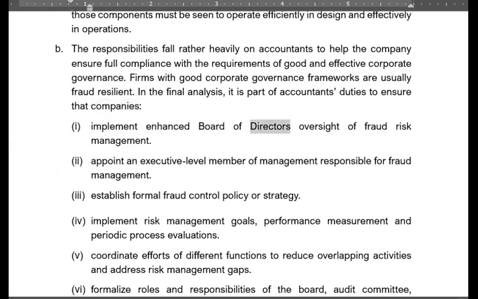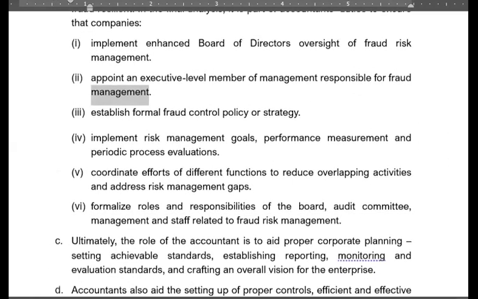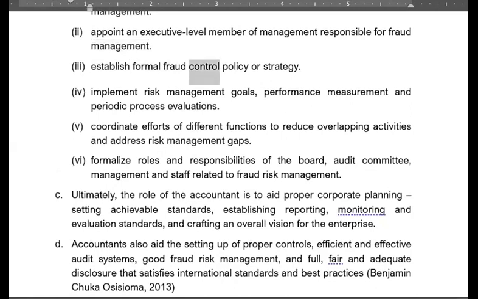Implement enhanced board of directors oversight of fraud risk management. Appoint an executive level member of management responsible for fraud management. Establish formal fraud control policy or strategy. Implement risk management goals, performance measurement, and periodic process evaluations. Coordinate efforts of different functions to reduce overlapping activities and address risk management gaps. Formalize roles and responsibilities of the board, audit committee, management, and staff related to fraud risk management.